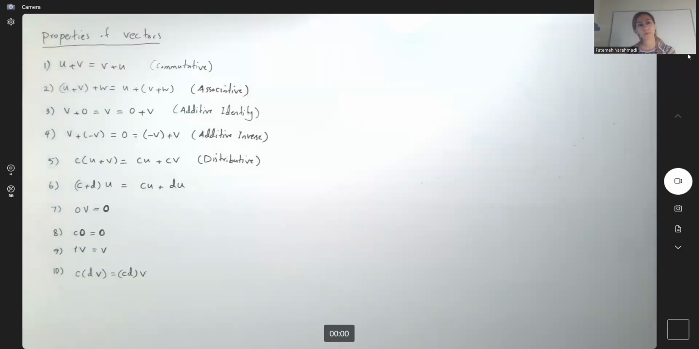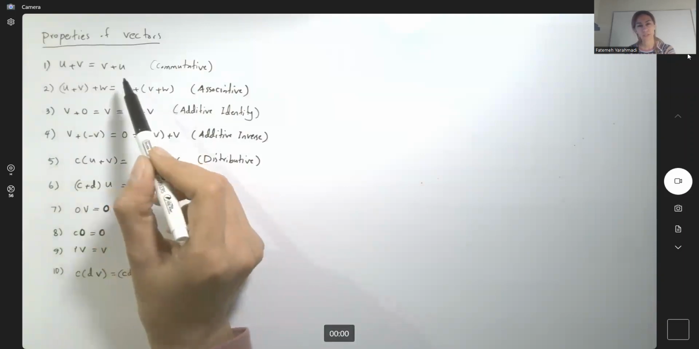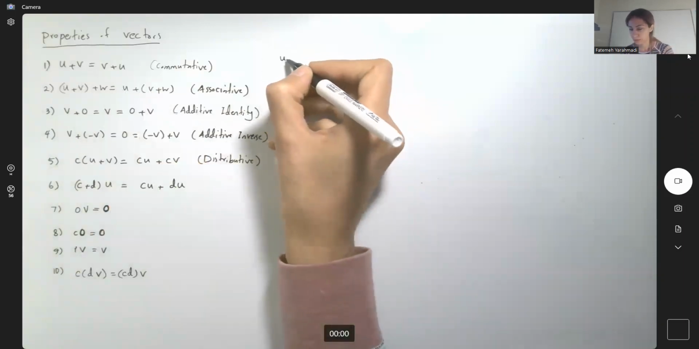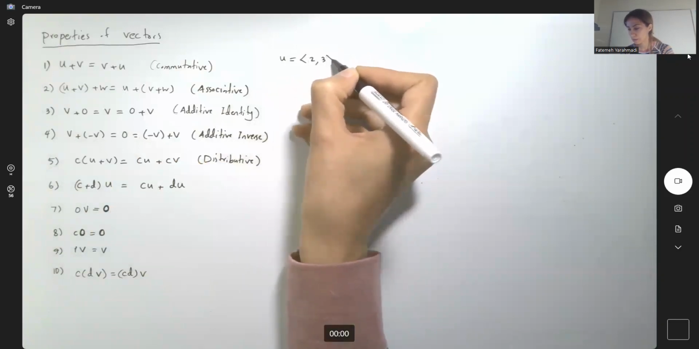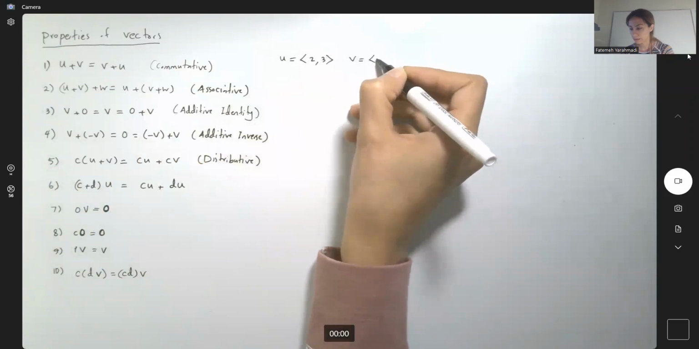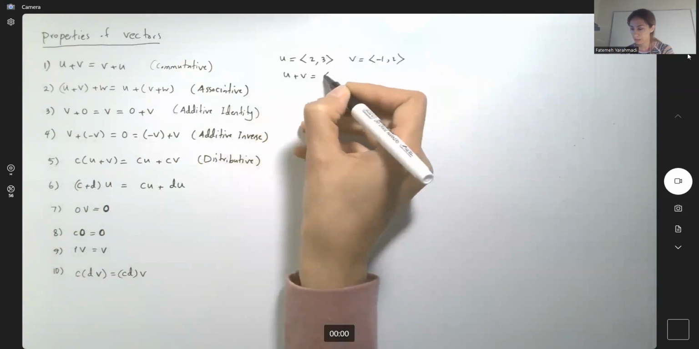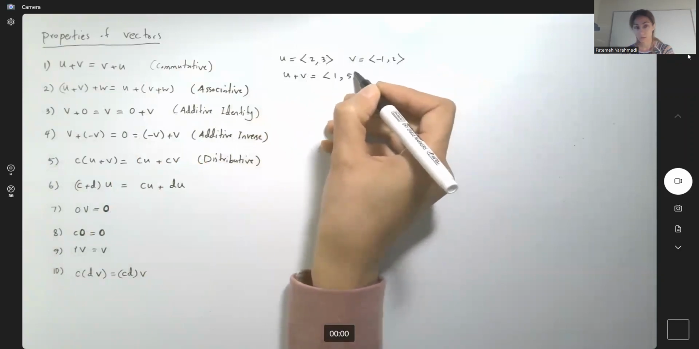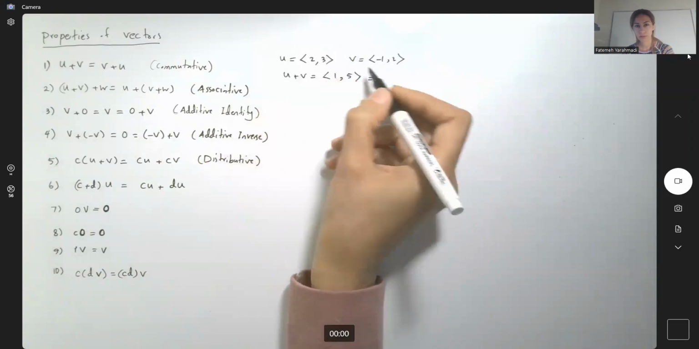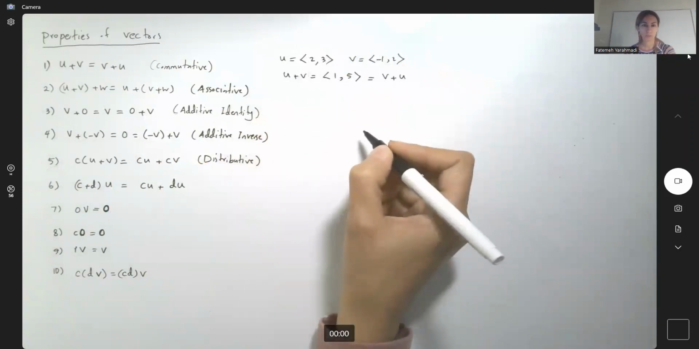We have some important properties of vectors. We know that the addition is commutative. For example, if you think about vector u as, for example, 2 and 3, and vector v as negative 1 and 2, u plus v is 2 minus 1, which is 1, and then 3 plus 2, which is 5, which is the same as v plus u. The order of addition is not important at all.